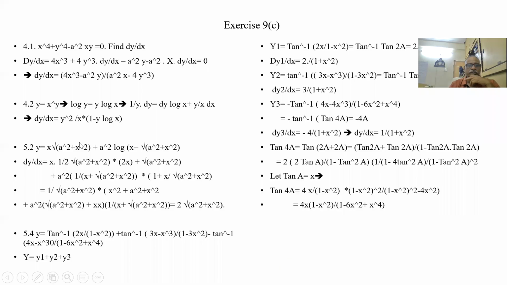So this is u, this is v. So I'm putting u constant. The derivative of root of a square plus x square is 1 by 2 root a square plus x square into 2x, plus v constant into dx. Then a square into log of x plus square root of a square plus x square, whose derivative is 1 by x plus square root of a square plus x square into 1 plus again x by square root of a square plus x square. Because 1 by 2 root of a square plus x square into 2x, the 2 gets cancelled, x by square root of a square plus x square. So when I simplify, I get the answer as 2 root a square plus x square.